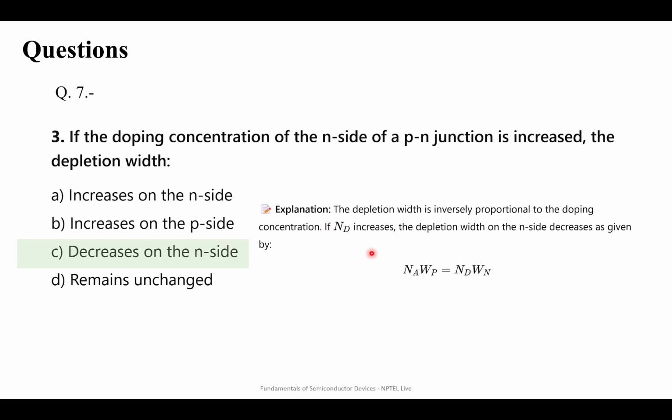So the charge neutrality equation in the PN junction becomes NaWp equals NdWn, where Wp and Wn are the depletion widths on the P side and the N side, and Na and Nd are the doping concentration on the P side and the N side respectively. So you can see, as you are increasing the doping concentration on the N side, your depletion width on the N side has to decrease. They are inversely proportional.